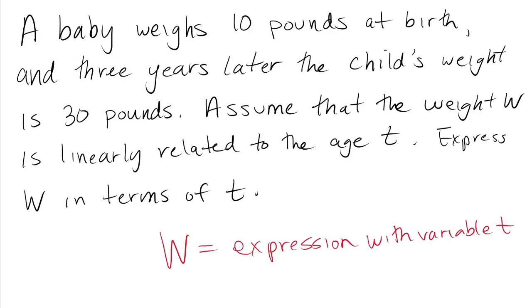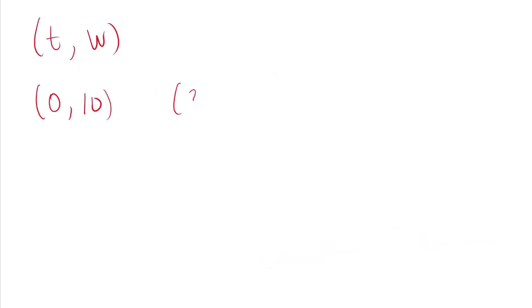Then we're given some more information. 3 years later, the child's weight is 30 pounds. After 3 years, the weight is 30 pounds. Now I have two ordered pairs. We know how to find the equation of a line given two ordered pairs. We just find the slopes.